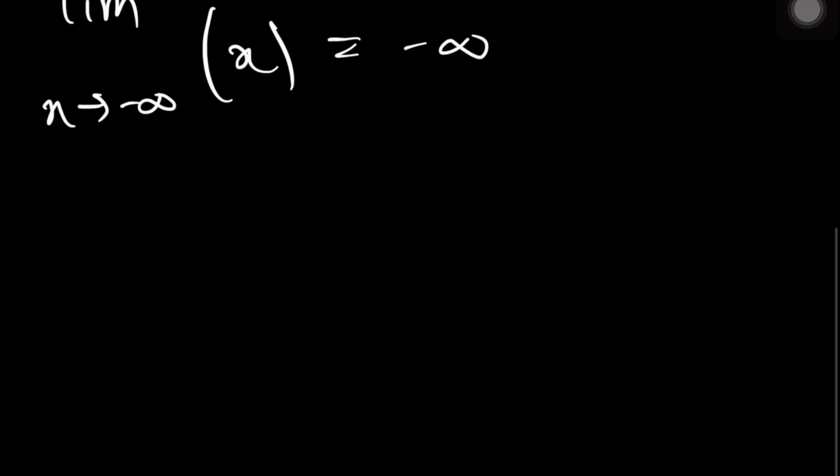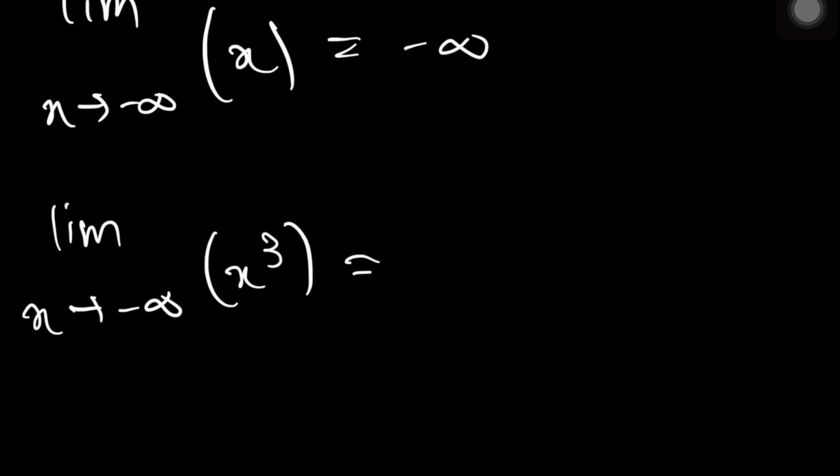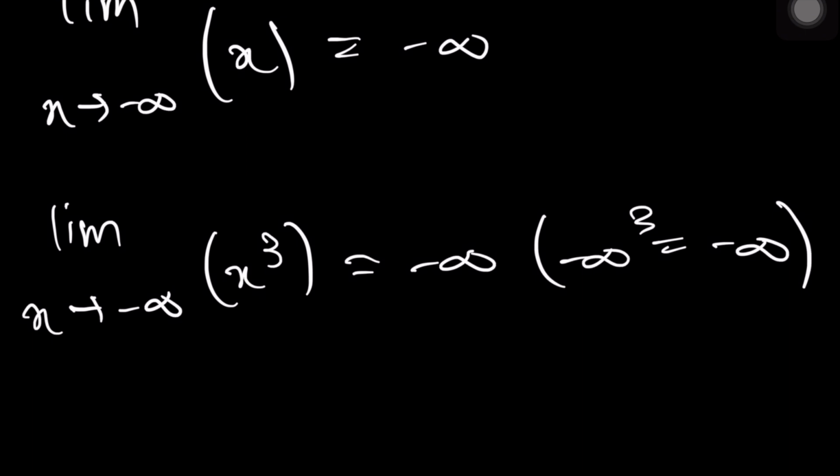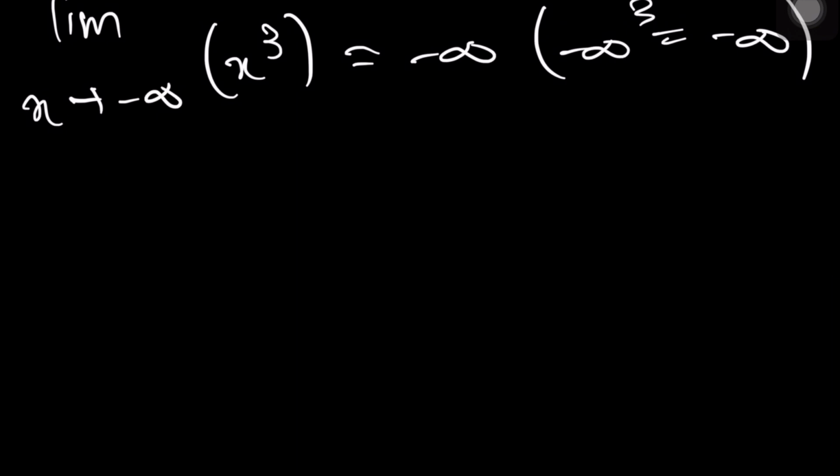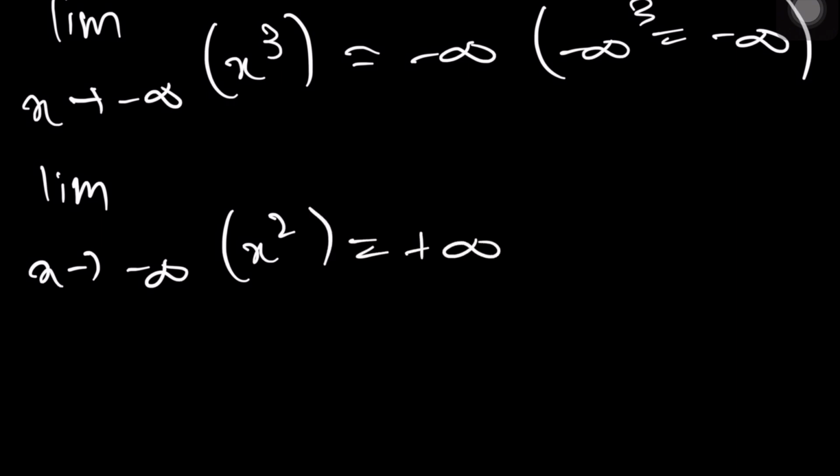Now, if we had a function as x approaches negative infinity of x cubed, we would get negative infinity because negative infinity cubed is equal to negative infinity. But if this were a square, so if we write the same function except x squared, we would get positive infinity because negative infinity squared will become positive infinity. Just simple rules of exponents.